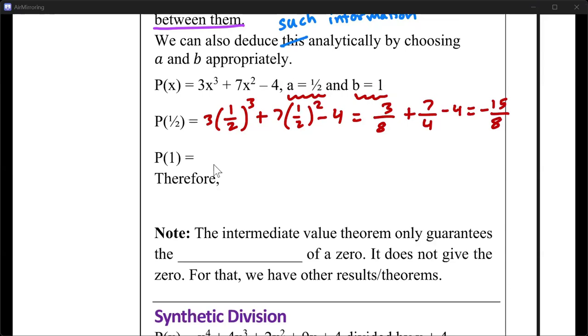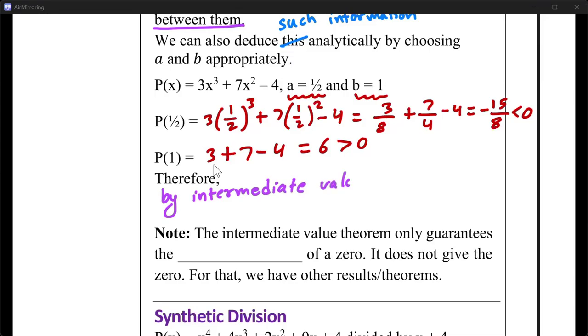And if you plug in 1, you get 3 times 1 cube, which is 3, plus 7 times 1 square, which is 7, minus 4. 10 minus 4, which is 6. Now we have minus 15 over 8 less than 0, and 6 greater than 0, right? Therefore, you can now write your conclusion by the intermediate value theorem.